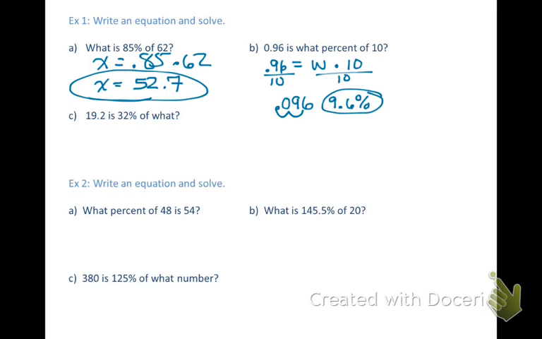All right, let's look at C. 19.2 equals 0.32 of what? Times W or X. W, X, Y, Z, I don't care what variable you use except for I and O. So divide by 0.32. 19.2 divided by 0.32 is 60. 60 equals X.